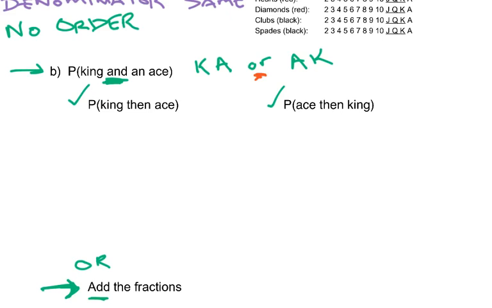So for those of you who try to find shortcuts or specific words to get you through the process, just be really careful in this situation, because the word and will sometimes indicate that you need to multiply, and that's true. However, this language in this question right here indicates you're going to have a king, ace, or an ace, king, and this is the or that indicates the addition down here.